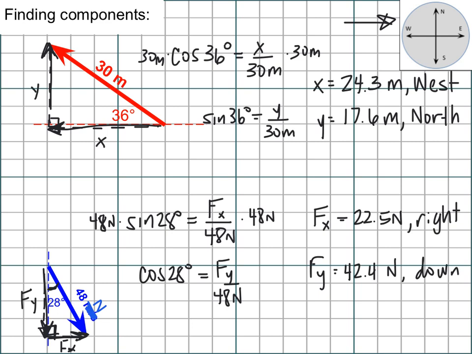It's really easy with these sorts of questions to mix up the two directions. So when you look at your diagram, if this angle here is 28 degrees, I expect that this side over here is the shorter side. So I'm going to expect that my F sub x is a smaller number. Those are things you can do to sort of check your work.